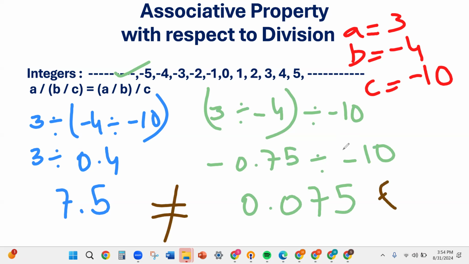So this property is false. This property is not true. So associative property with respect to division in the set of integers is false. And the left-hand side and the right-hand side are not equal to each other.